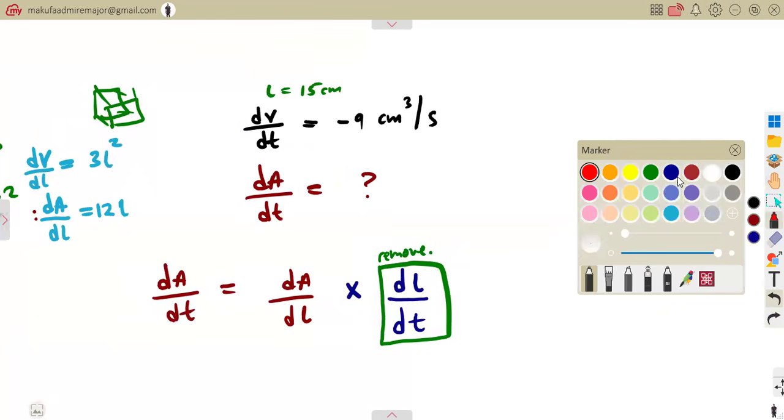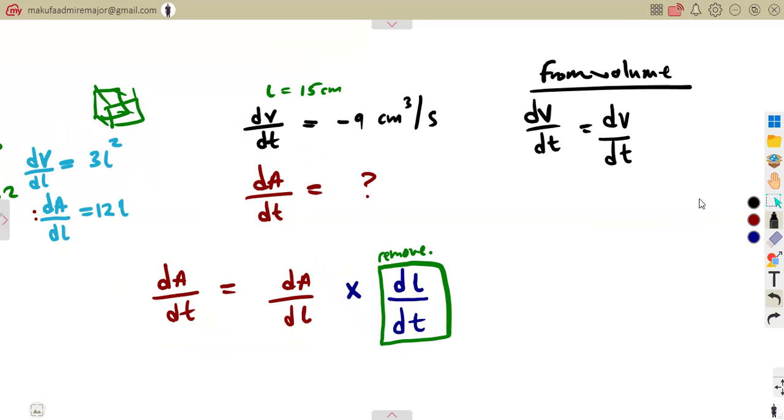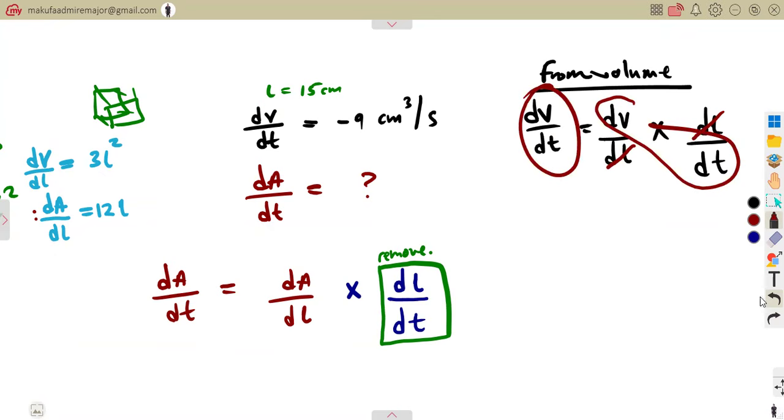From our volume, the derivative was supposed to be dV/dt, just like what we are having here. So it was going to be dV/dL times dL/dt, so that this dL and dL cancel. You remain with dV/dt. This was supposed to be the formula for the rate of change that you are given here, and you have it.